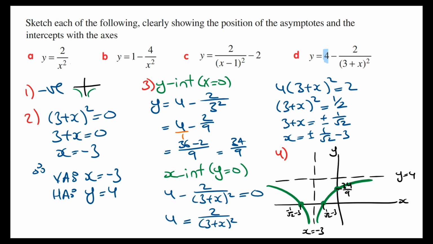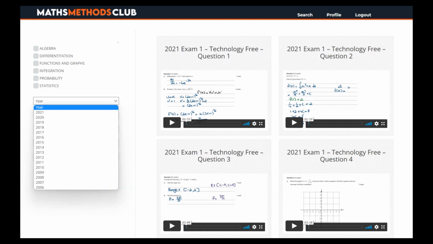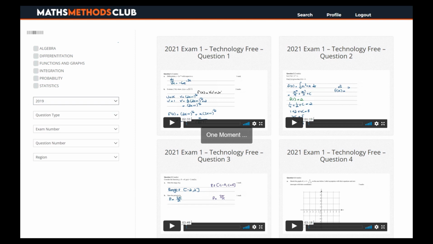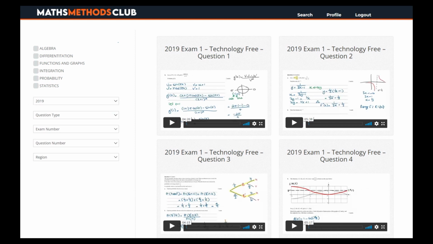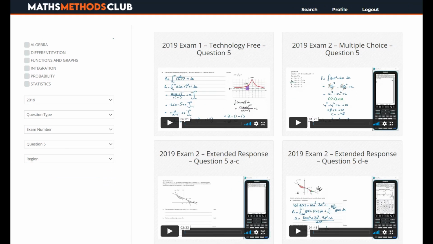And if you want to try an exam question where you needed to know how to sketch a truncus function, then log into the Maths Methods Club and see if you can do the 2019 Exam 1 question 5. To get to that, just go to the year and then select 2019. And then from the question number, select question 5. Try this question and see if you can get full marks.